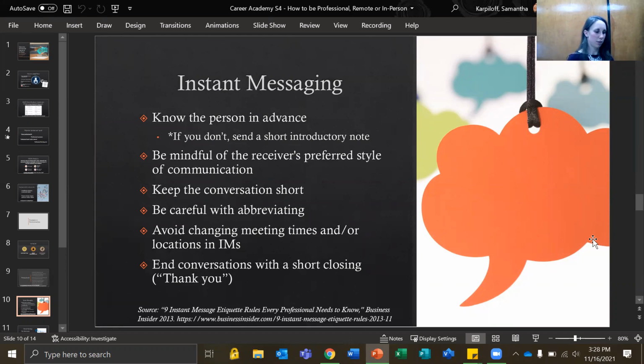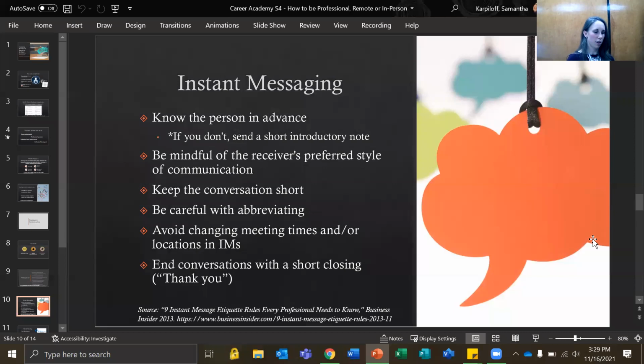And then on to the second to last point here, avoid changing meeting times and locations via IM. That's important because it can get confusing to know where or when that change might have come up. You can always go back to an email or a calendar invitation to see proof of that change. But if someone's just messaging you very quickly and you forget that a meeting place or time has changed, it can be easy to overlook that and forget that that was the case.